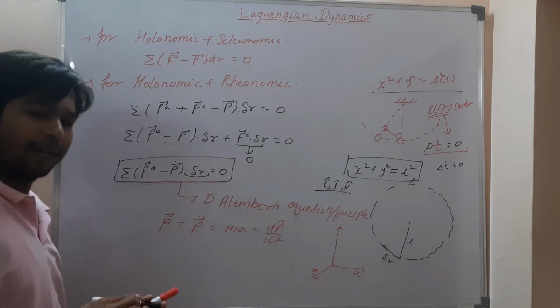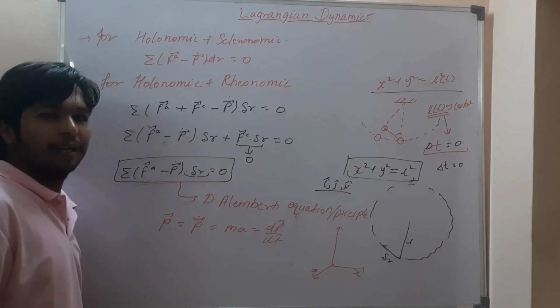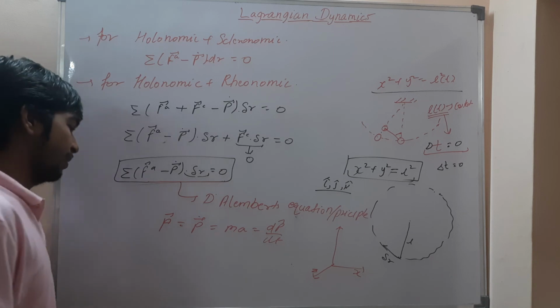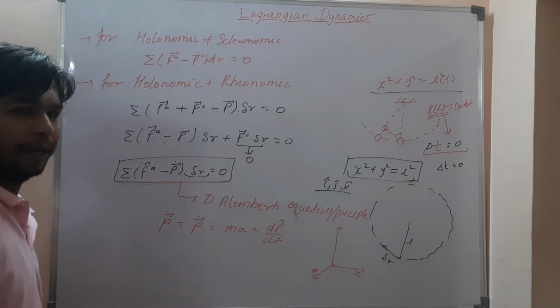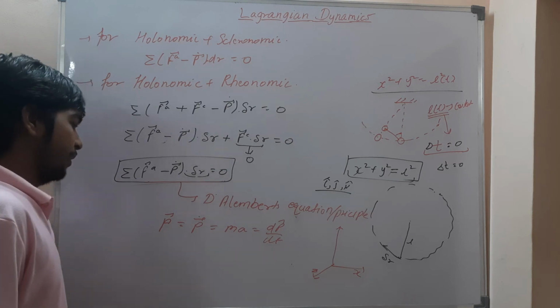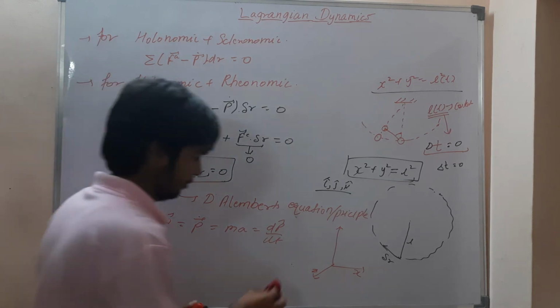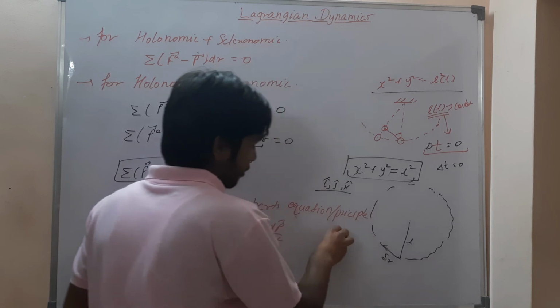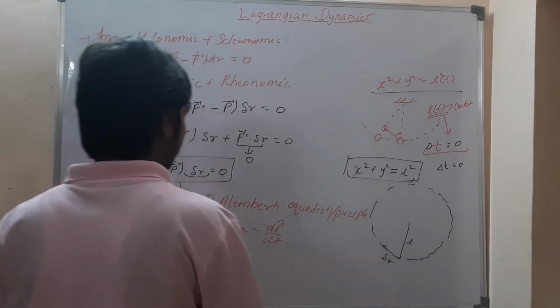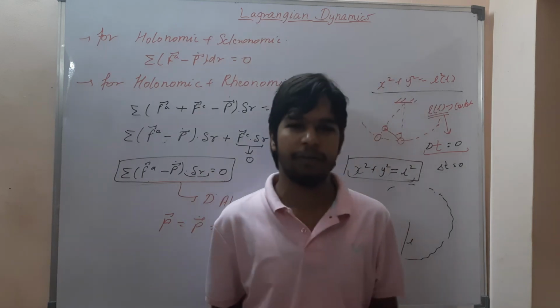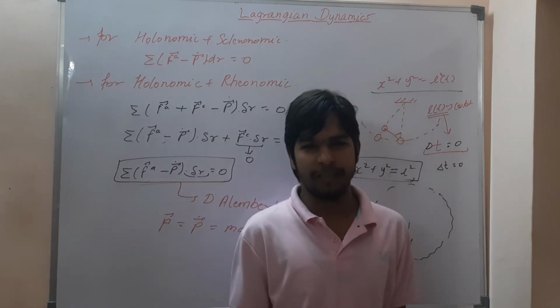So how to make this easy? For that, we will introduce a new term: generalized coordinates. That we will see in the next class. Using that, we will make independent coordinates. These are the things, and we got the D'Alembert equation, the principle. So see you in the next class. Bye.